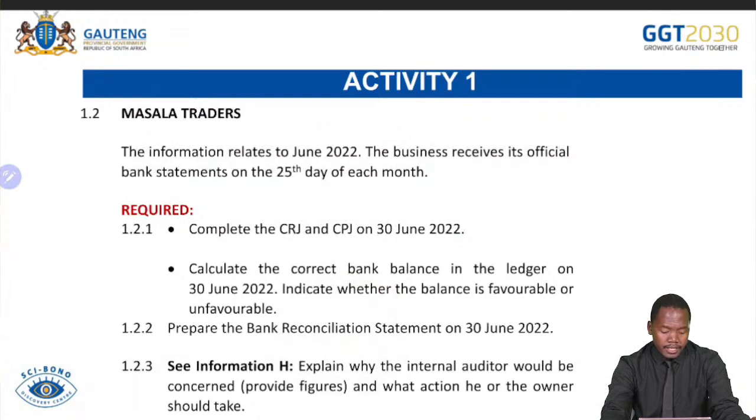1.2.3, see information H, and then we need to answer the question: explain why the internal auditor would be concerned, and provide figures. Remember, grade 12s, if they say provide figures, please do provide figures, because those figures carry marks. And you need to explain what actions he or the owner should take.